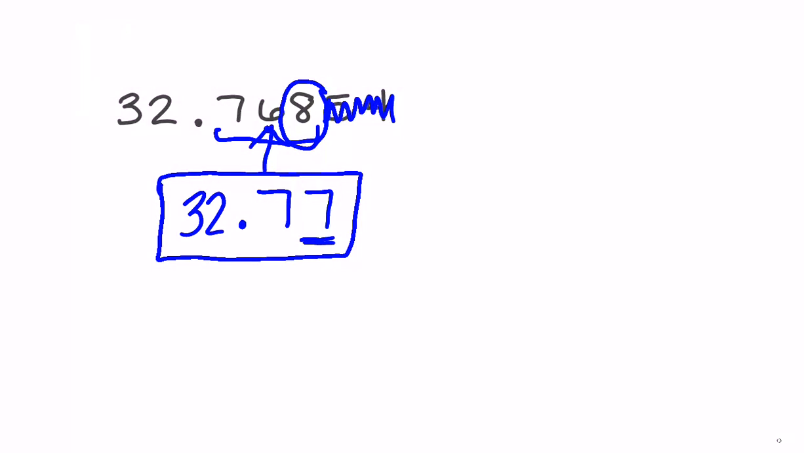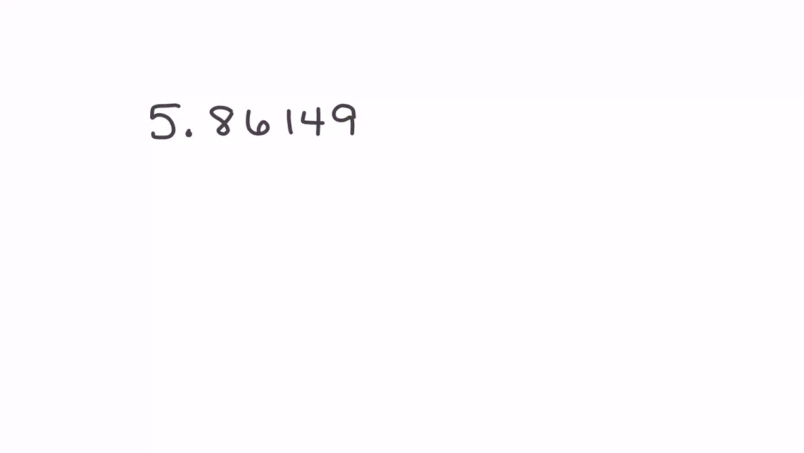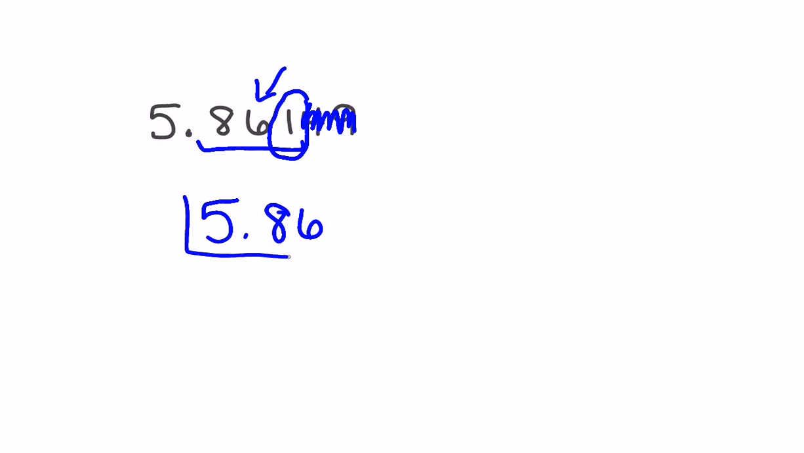Let's look at another example. We only care about the first 3 digits after the decimal. The rest is garbage. In this case, the 3rd digit is a 1. A 1 is smaller than 5, so the 6 will not change. The rounded answer is 5.86.